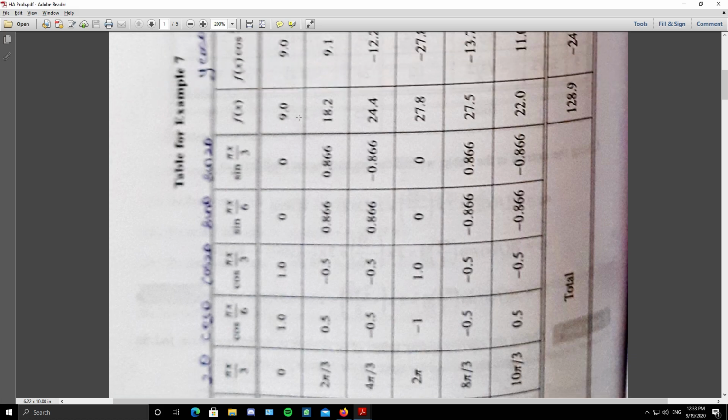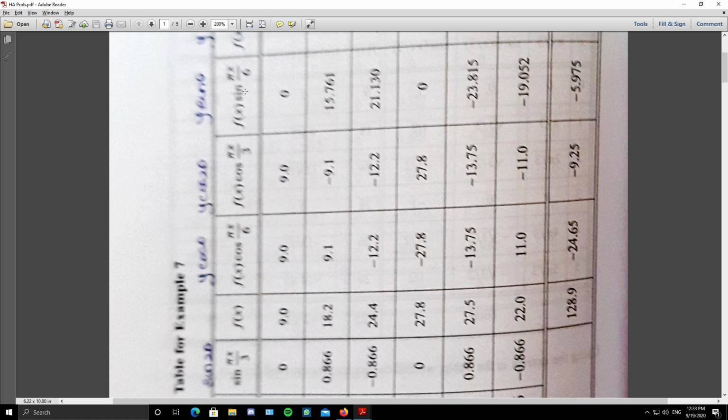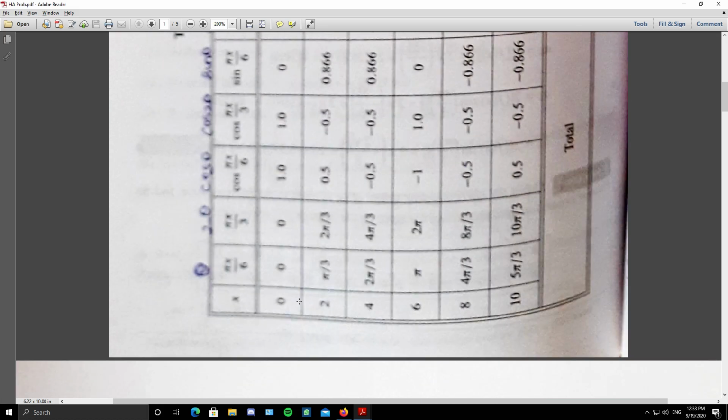Then you are given f of x. F of x is given in the question. F of x is the same as y. So y cos theta, y cos 2 theta, y sin theta, y sin 2 theta. Then now the x values are 0, 2, 4, 6, 8, 10.